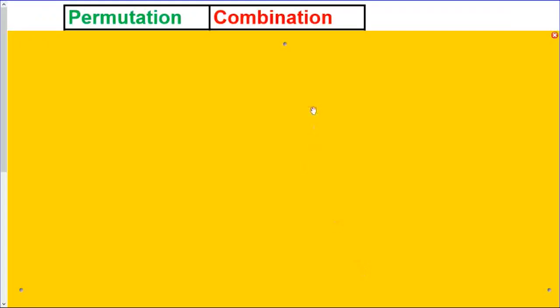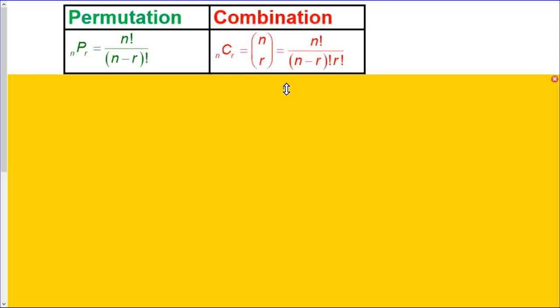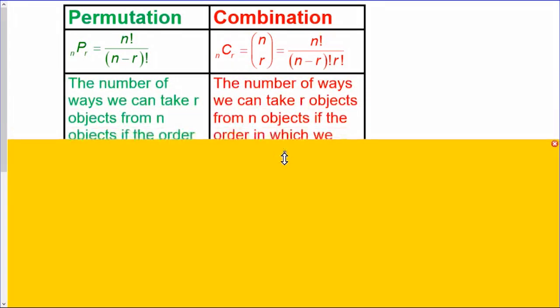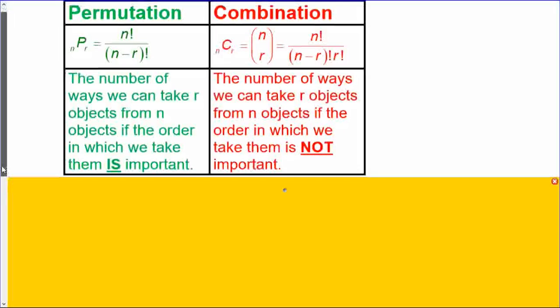Right, let's now look at the idea of a permutation and a combination. A permutation, and we get given both these two formulae, and both of them can be handled by our calculator as well. A permutation tells us the number of ways we can select r objects from n objects if the order in which we select them is important, whilst a combination gives us the number of ways we can select r objects from n objects if the order in which we take them is not important.